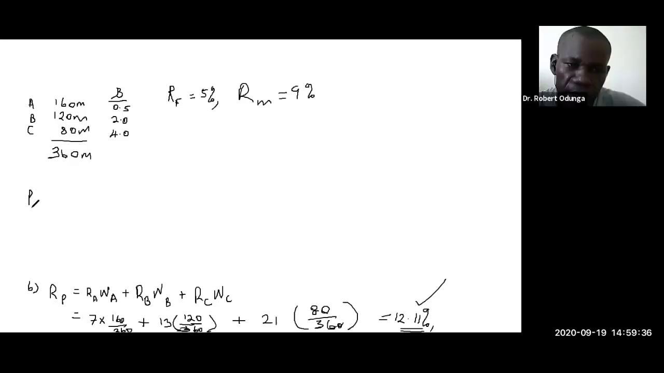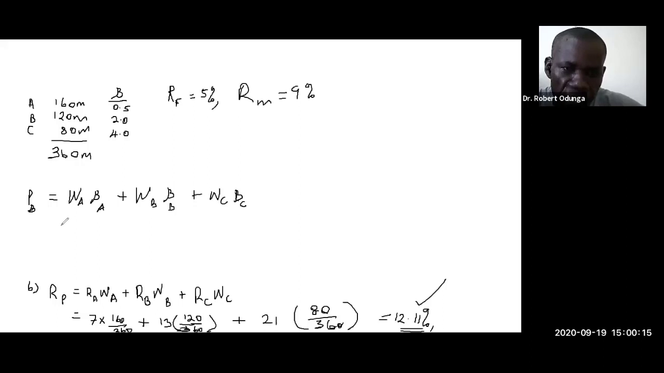So portfolio beta is equal to weight of A, beta of A, plus weight of B, beta of B, plus weight of C, beta of C.